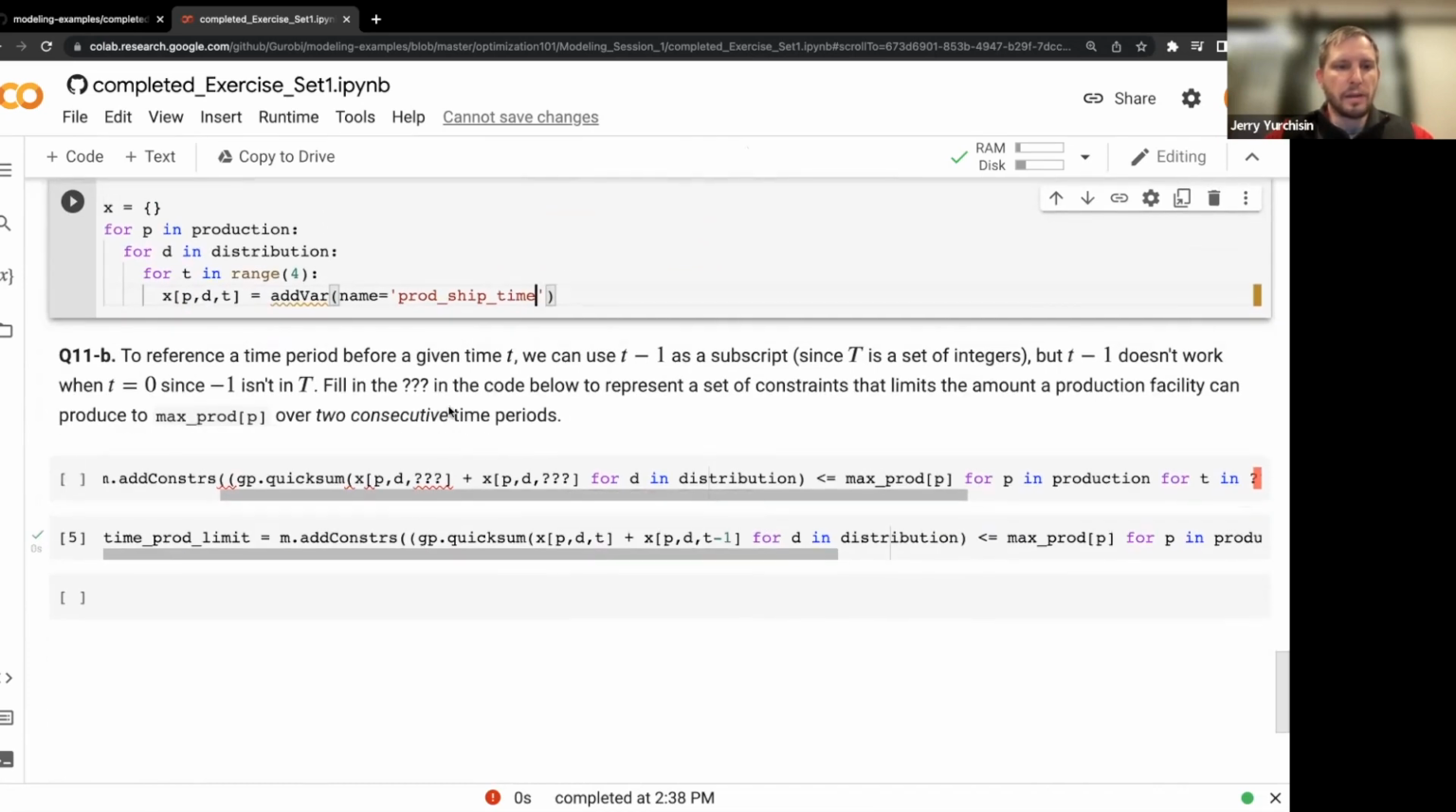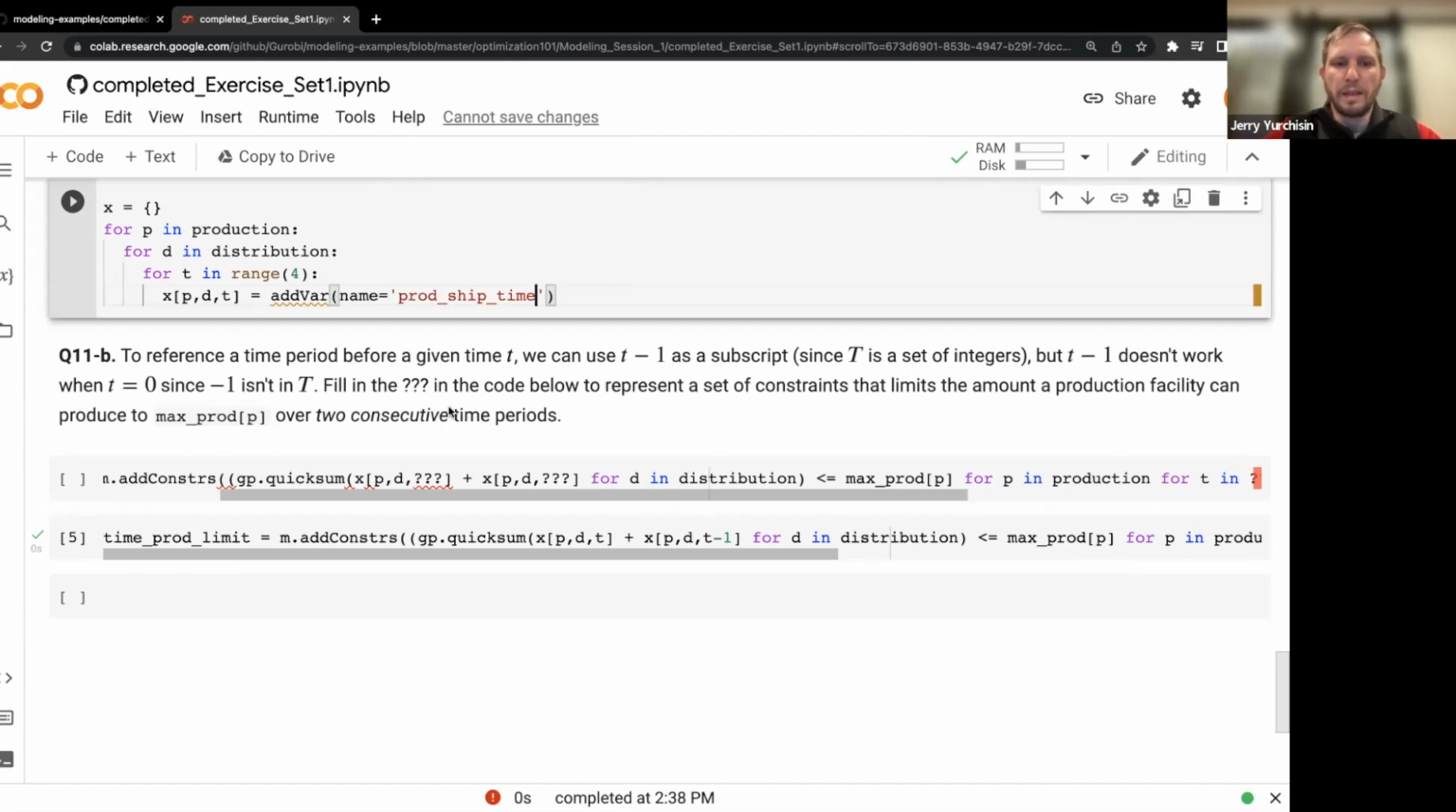So the last part, question 11b, and this is getting into a little bit of prep for what we have tomorrow. If you want to reference a time period before a certain time, so you have time period T, then you can reference the previous one by using T-1. So using that as a subscript. Since t is a set of integers, it's easy to do that, and that's why it's often used. That's why time is often an integer set, as opposed to a text or a string like time period 1, time period 2.